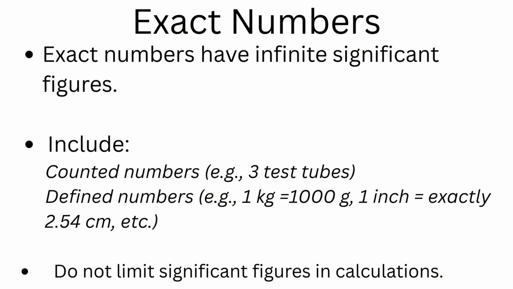Now let's talk about exact numbers for just a little bit. Exact numbers have an infinite number of significant figures. Some examples would include counting numbers, like there are 3 test tubes or 5 students in this class, things like that. Anything that you can count, those are exact numbers. And there are also some defined numbers, like 1 kg is 1,000 grams, or 1 inch is exactly 2.54 centimeters. Things like that. These are also exact numbers. Exact numbers do not limit significant figures in calculations.